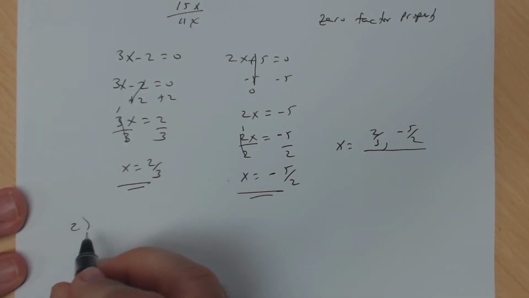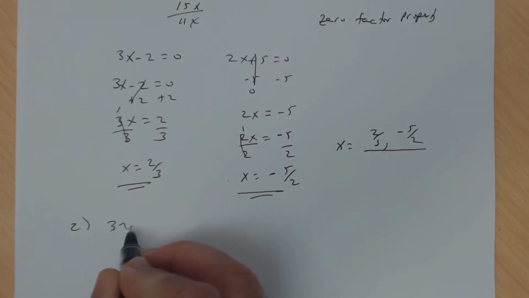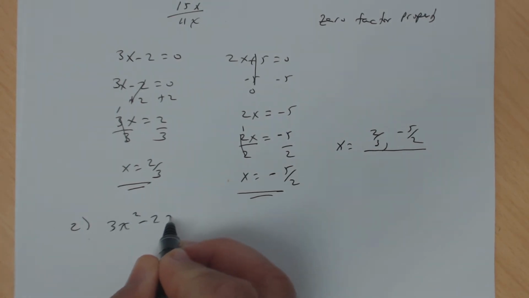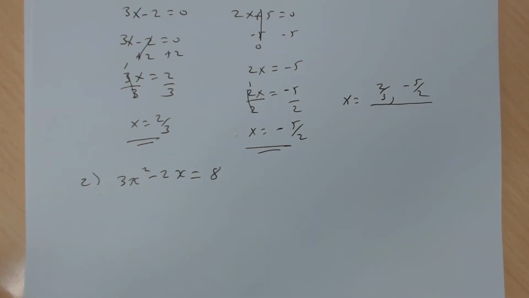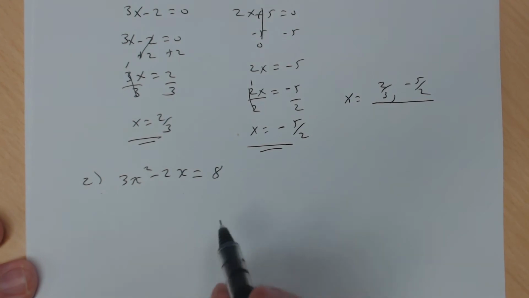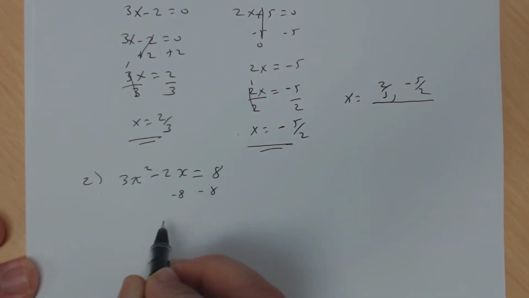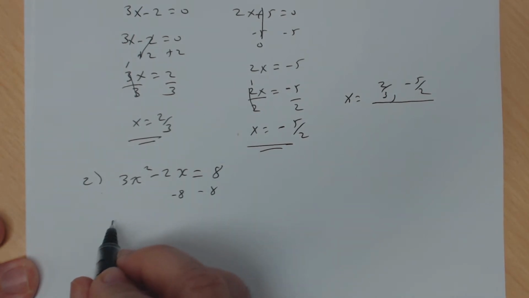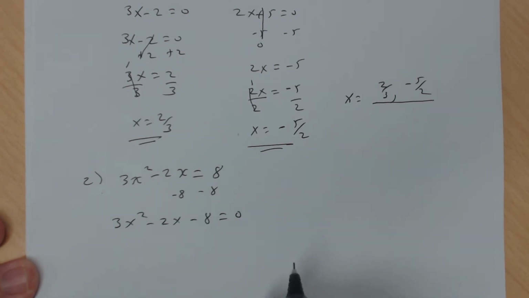Number 2. Suppose we had 3x squared minus 2x equal 8. So 3x squared minus 2x equal 8. First of all, notice that it is not in general form or standard form. So I've got to put it in standard form. So I'm going to subtract 8 from both sides. What you do to one side, you do to the other. So I get 3x squared minus 2x minus 8 equal 0.